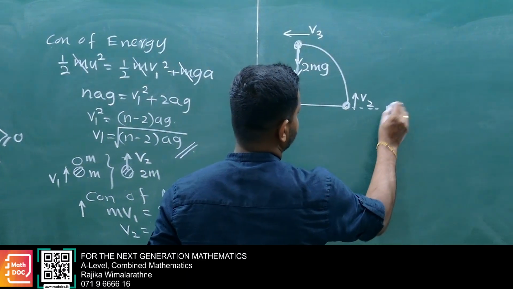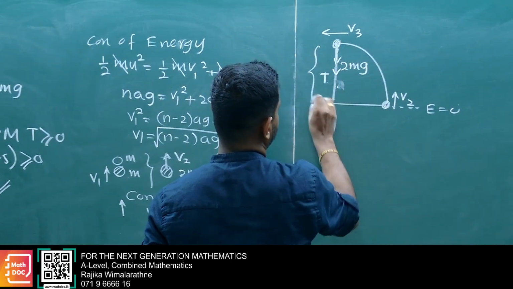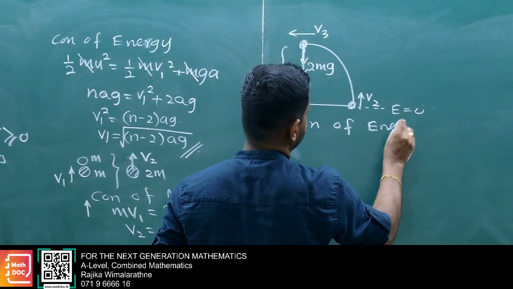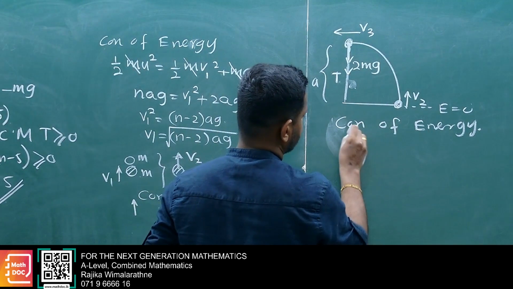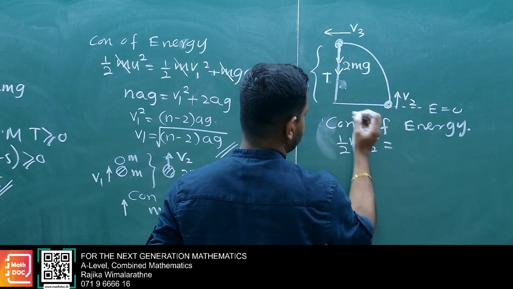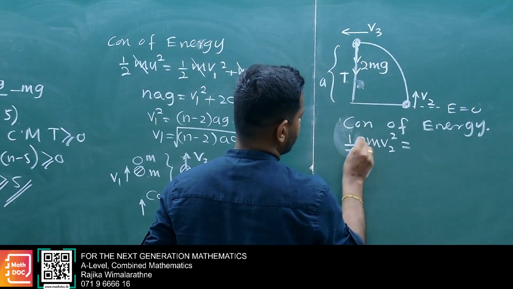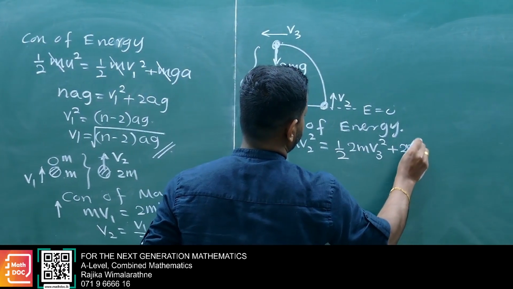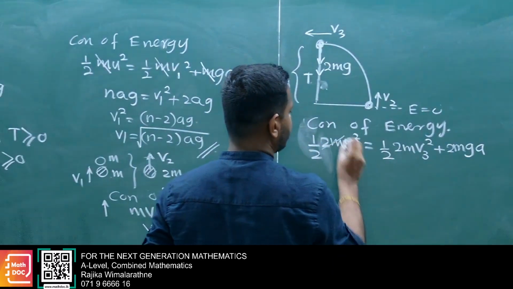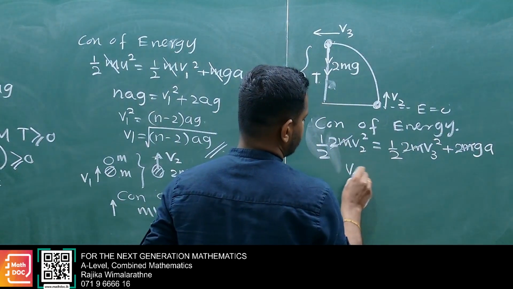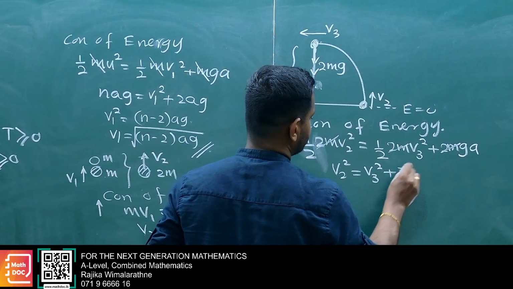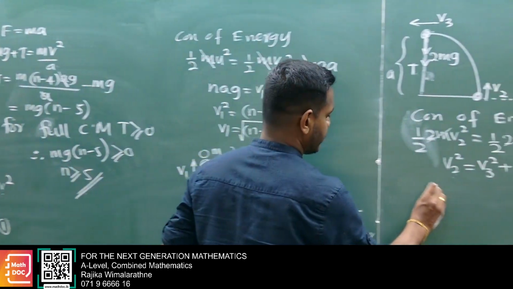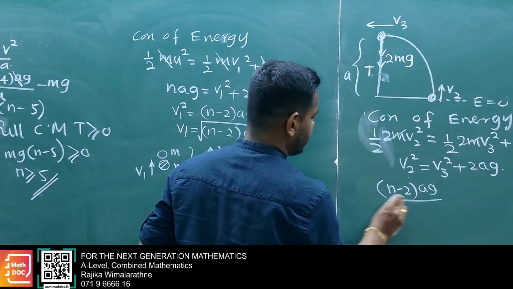Now let this be the new E0 level, at height a. Then we apply conservation of energy: half m v2 square. Here the mass is now 2m, no? Here half 2m v3 square plus 2m g times height a. Now simplify. Then v2 square equals v3 square plus 2ag. Then v2 square, we know that one. Here v2 square is n minus 2ag divided by 4.